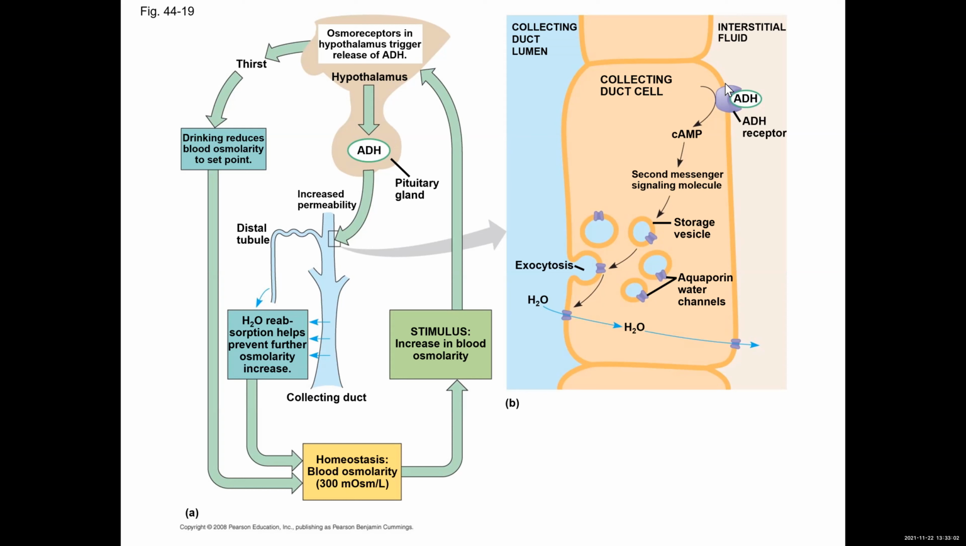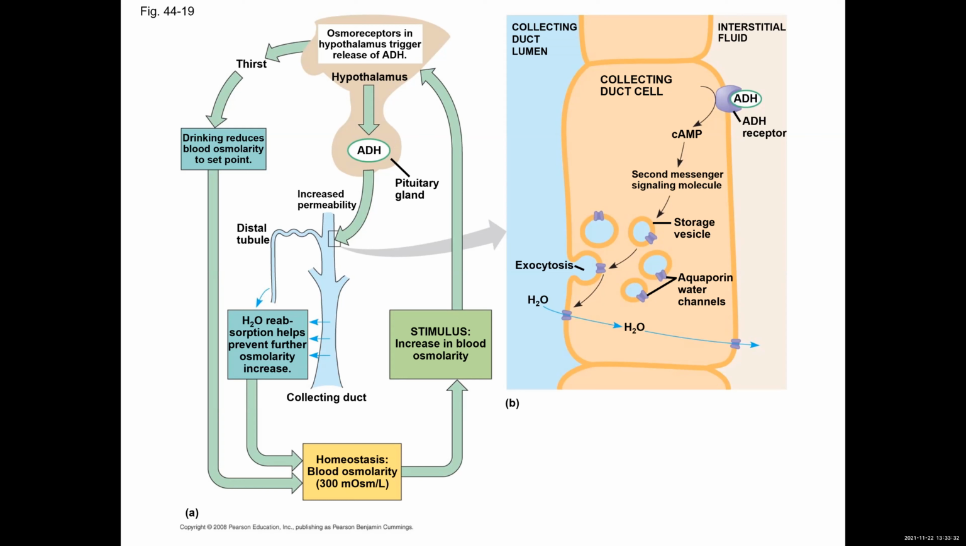All right, so we have osmoreceptors in the hypothalamus. They're going to trigger the release of antidiuretic hormone. Also going to make us feel thirsty. If we're thirsty and we drink water, then that will restore our blood osmolarity to the correct amount. But in case we don't have that option, or we don't listen to it, our pituitary gland is going to secrete antidiuretic hormone. A diuretic makes us pee.